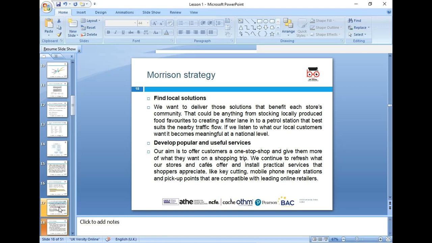So we need to think about how these strategies affect sales. So what do we think, if we look, we already saw the figures. Do these strategies affect their profit?